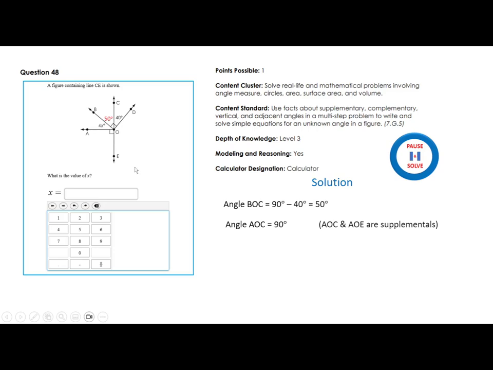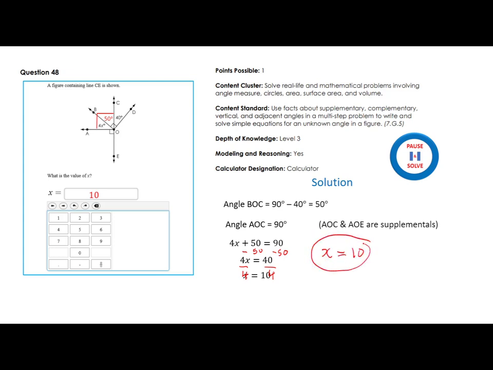Now, angle AOC is 90. Why? Because this is a straight line. A straight line makes 180. This one is 90, so this one would be 90. So now 4x plus 50 equals 90. And you solve this equation, subtract 50 from both sides. You get 4x equal to 40, divided by 4, divided by 4, and you get x is equal to 10.